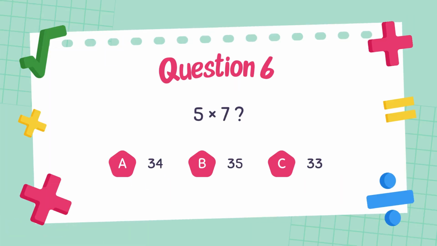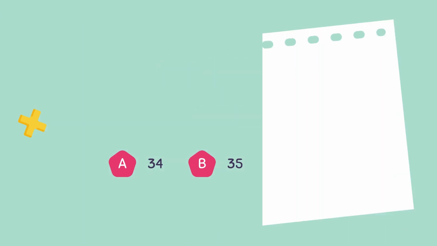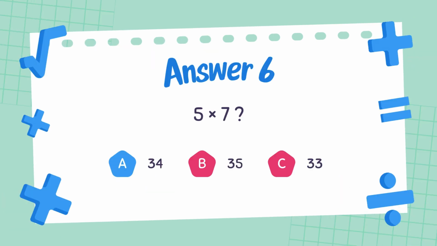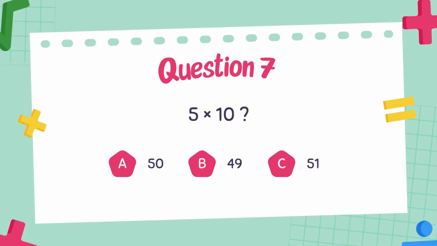Question 6. What is 5 times 7? Is it A, 34, B, 35, or C, 33? The answer is B, 35. Great work.